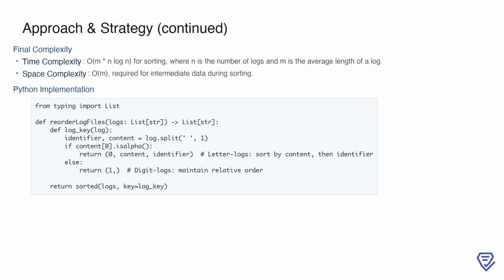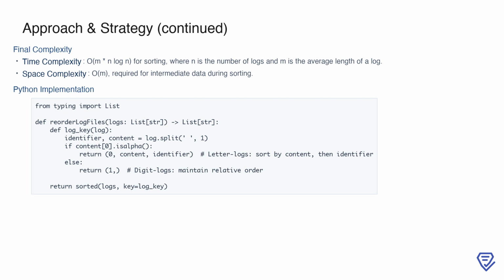Here's the Python implementation of the solution. We define a function reorder_log_files that takes a list of logs as input. Inside it, a helper function log_key determines the sorting priorities. For each log, we split it into an identifier and content. If the content starts with a letter, we return a tuple 0, content, identifier to prioritize it. If it starts with a digit, we simply return 1 to ensure digit logs are placed at the end. Finally, we use Python's sorted function with this key function to reorder the logs and return the result. This implementation is concise, efficient, and directly aligns with the problem's requirements, making it an effective solution to reorder data in log files.